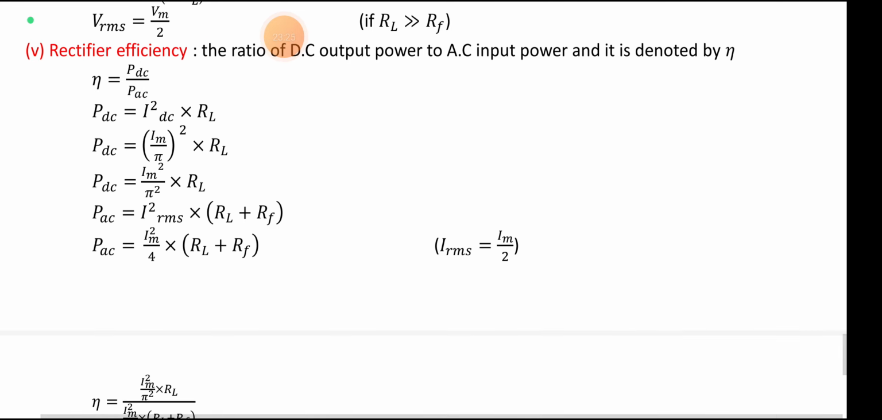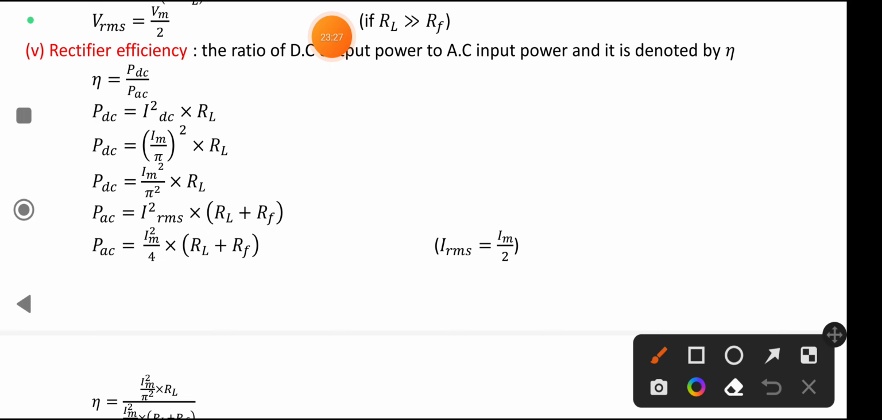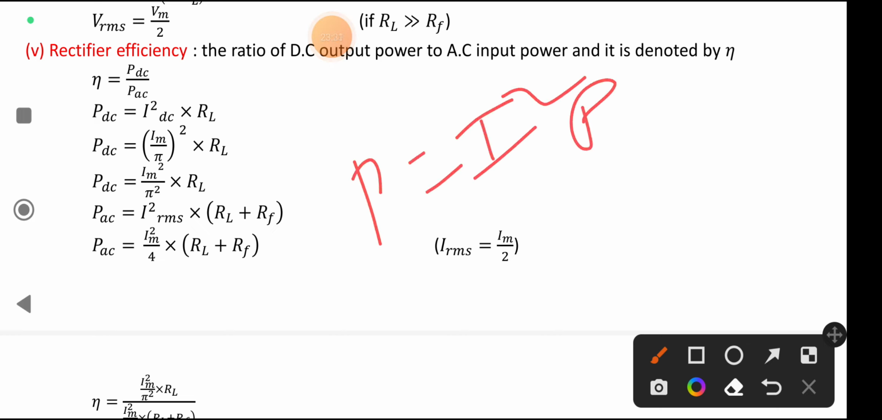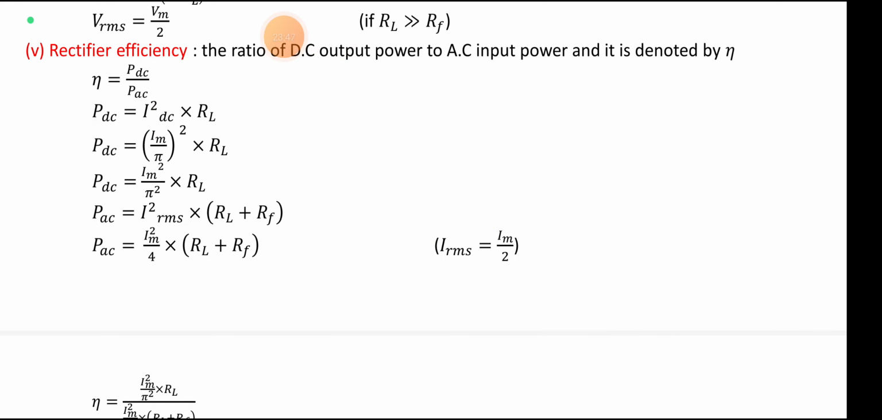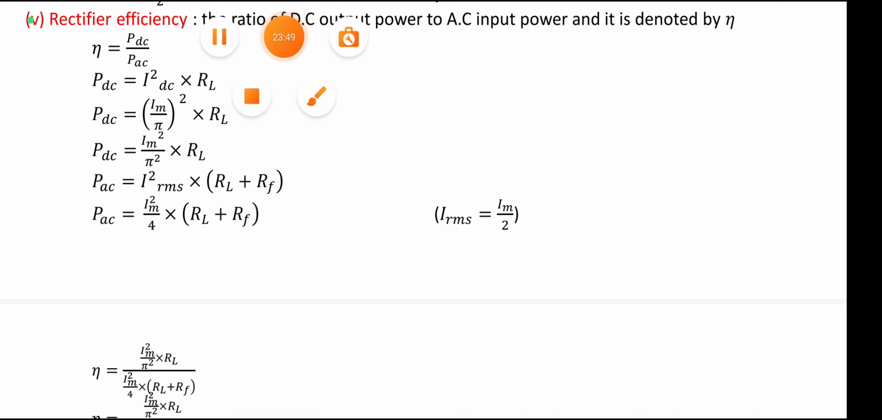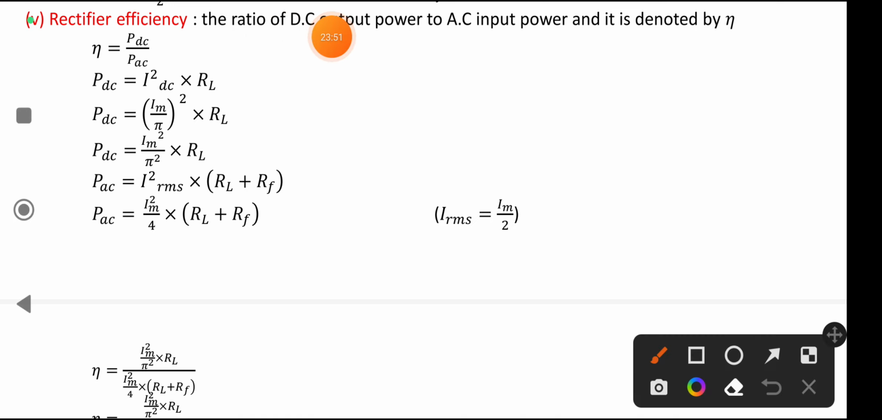For DC power, the expression is power equals current square into resistance. So here current square into load resistance is taken. And for DC, the current is also taken as DC current. For DC current, just now we got Im by pi, isn't it? DC current is Im by pi, but its square is there, so the whole square, then it becomes Im square by pi square.